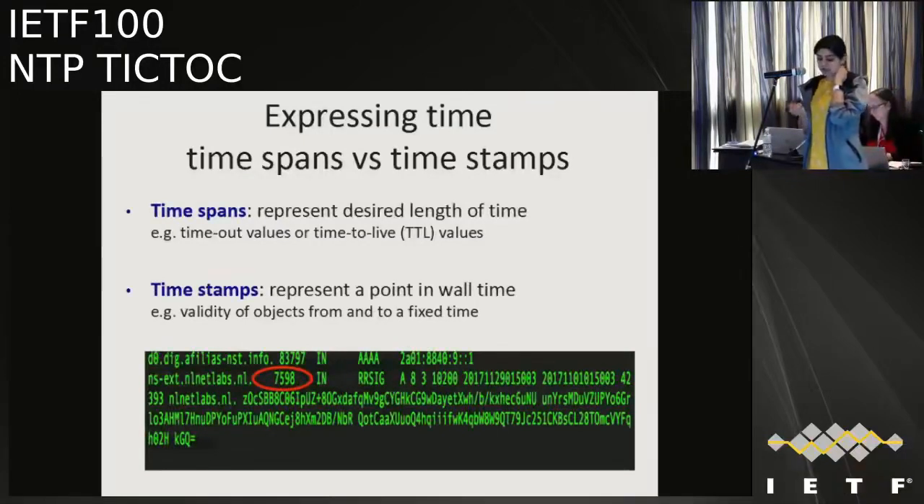Timestamps, on the other hand, represent a well-defined point in wall time. For instance, the validity of objects that specify from and to, the inception as well as the expiration time of an object. For instance, this signature has an inception date, 2017 November 29, which is an absolute point in wall time, and so is the expiration date, 2017 November 10. Or I said it the other way around, yeah. So this is the difference. Basically, a time span is a difference between two points in time, and timestamps are actually a fixed point in wall time. These are the two ways different applications use time to provide functionality and security.